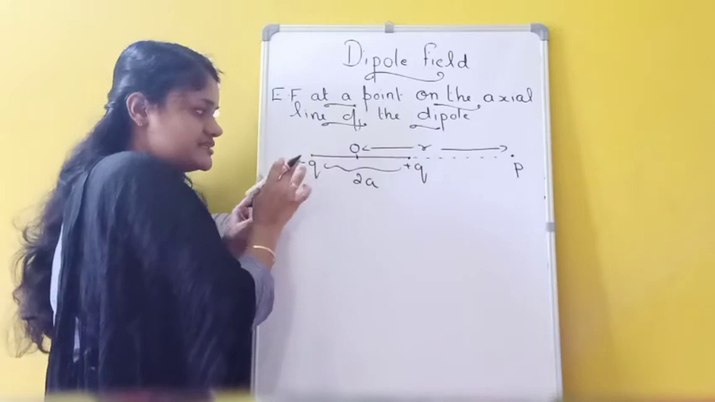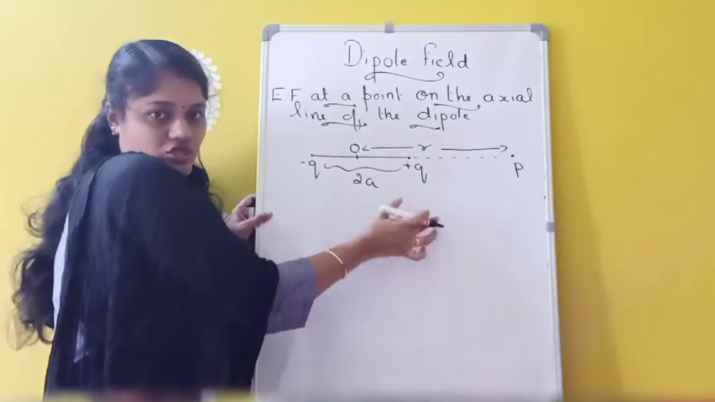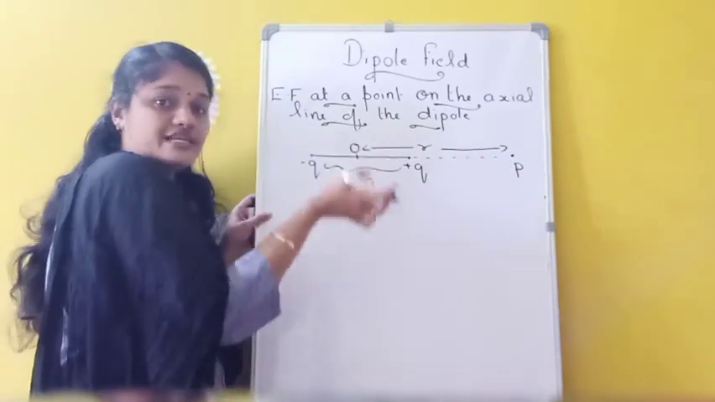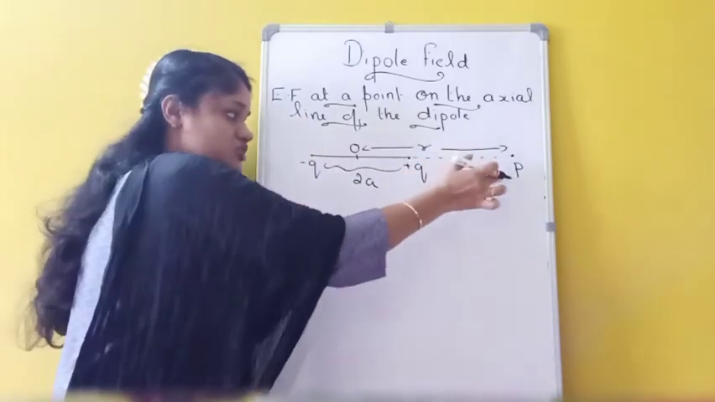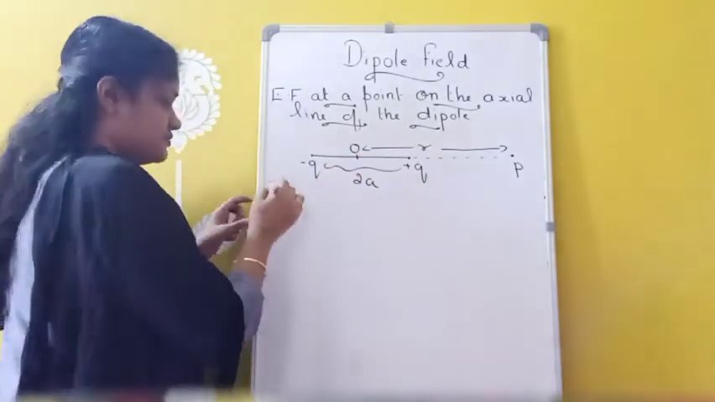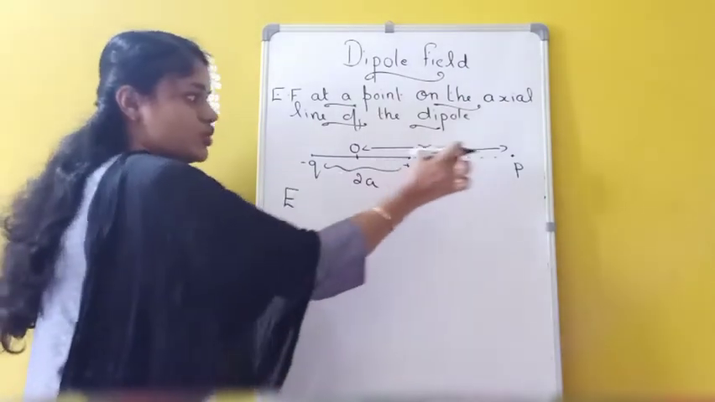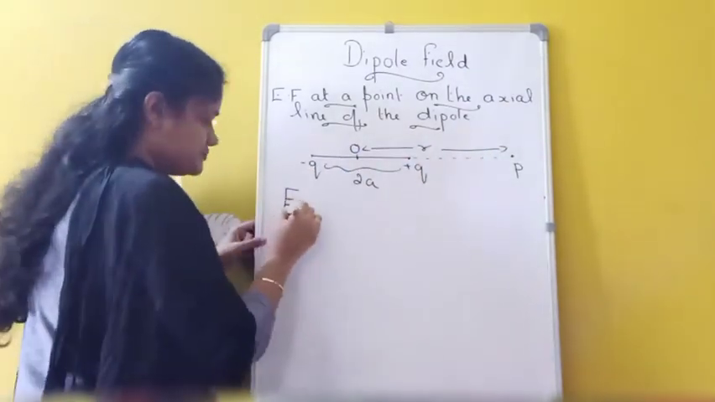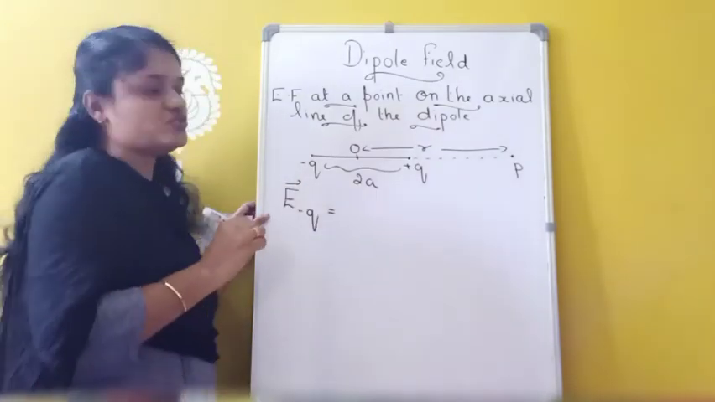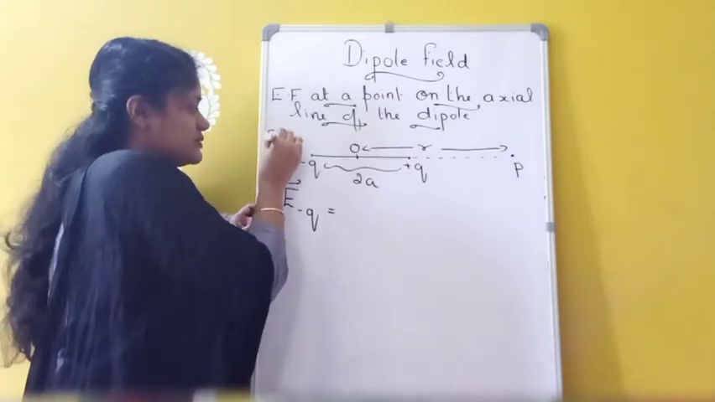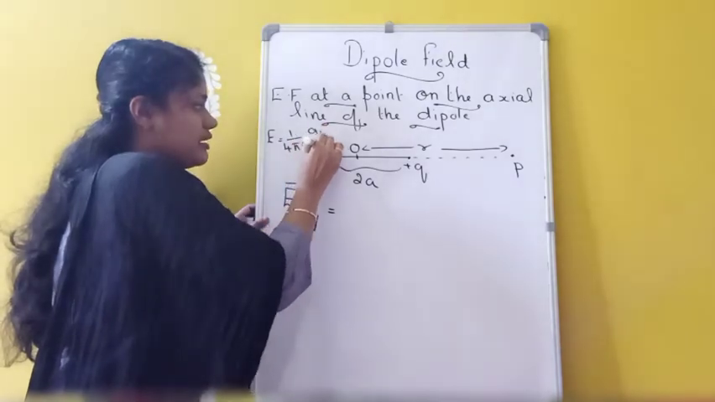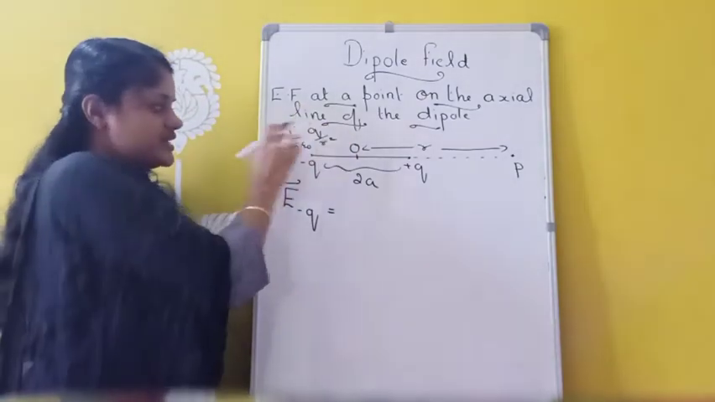Okay, so electric dipole means it is having how many charges? Two charges are there. So first of all, we have to find the electric field at this point P due to minus q charge, and similarly the electric field at this point P due to plus q charge. Then we have to find the net electric field. So first we find the electric field at this point P due to minus q charge, E minus q. You know the formula for electric field, E equals 1 by 4 pi epsilon 0 q by r square, charge divided by distance square.